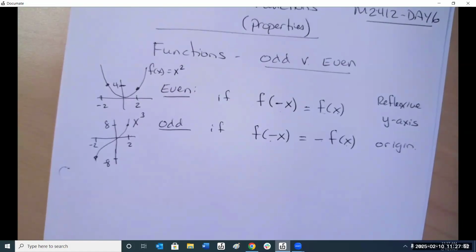So this is how they want you to test it. Let me look for some examples here. I'm going to show you shortcuts for this. So here's some examples.